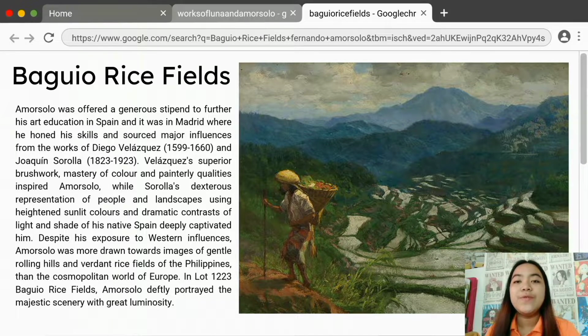Lot 1223, Baguio rice fields. Amorsolo deftly portrayed the majestic scenery. Amorsolo was more drawn towards images of gentle rolling hills and verdant rice fields of the Philippines.